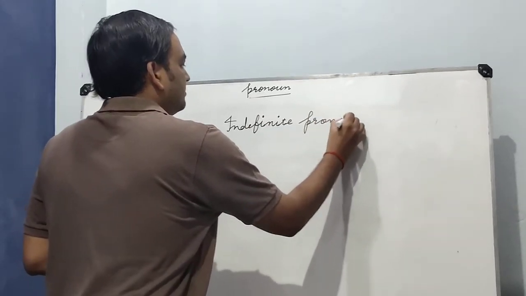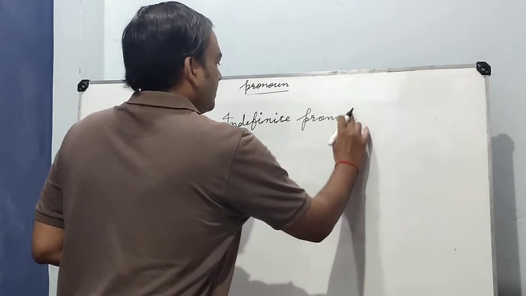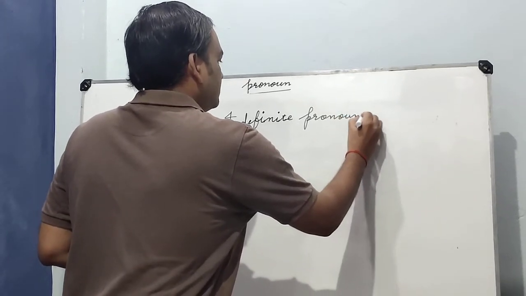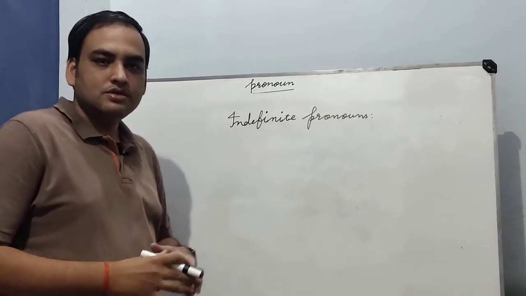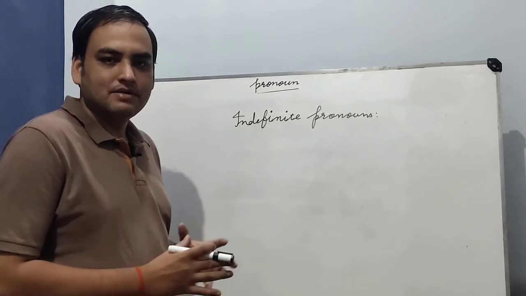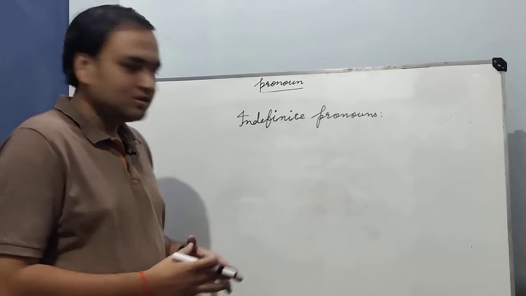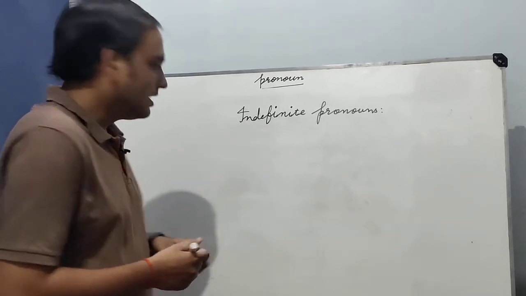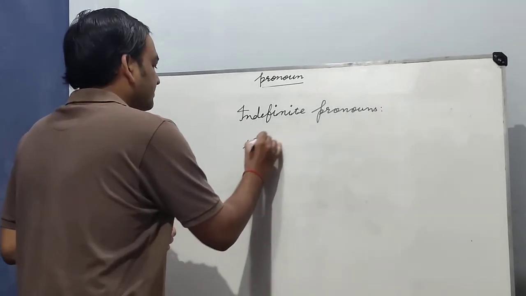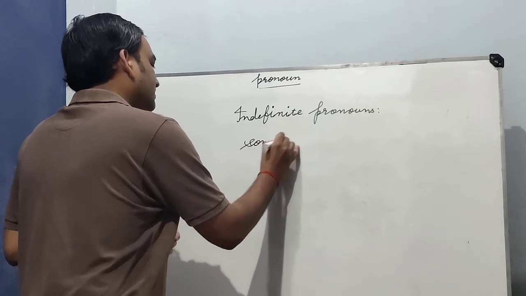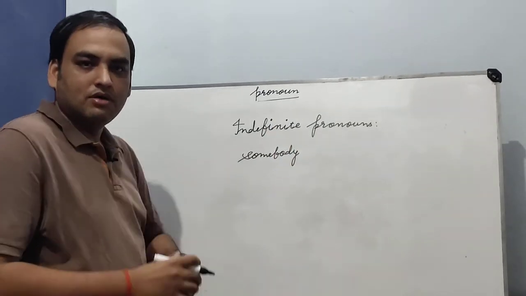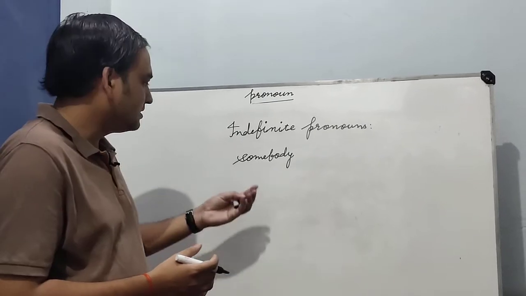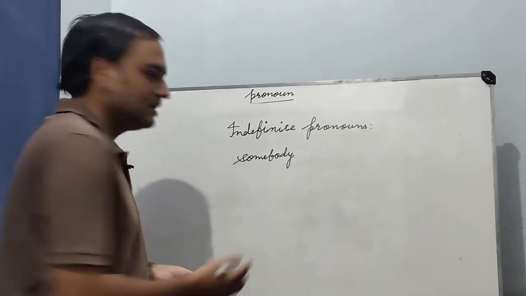Indefinite pronouns means the words, they are not showing any certain person or certain quantity, so there is uncertainty. Okay, like somebody. In this word we are not confirmed about any person, like somebody, maybe कोई भी हो सकता है.